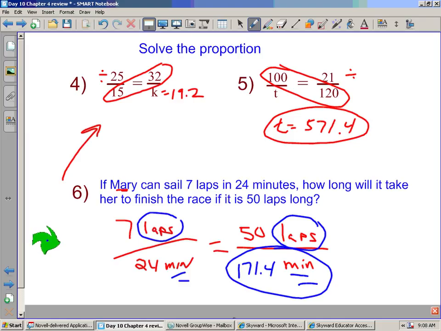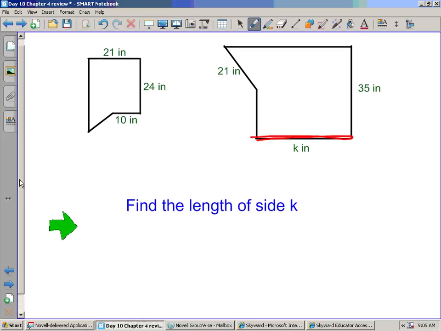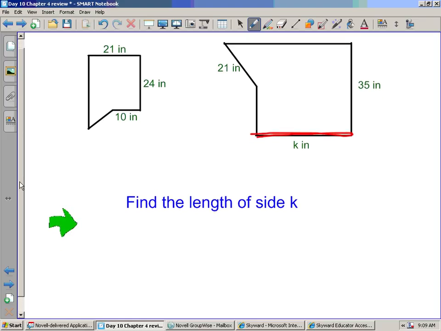Our next set of problems, we're looking at two figures that are similar. Figure A is similar to figure B. So using that knowledge, we want to see if we can find out how long side K is. So see if you can set up this problem and solve it. Again, you're looking for two pairs that correspond where you know them both. All right, let's see if we can set this up.